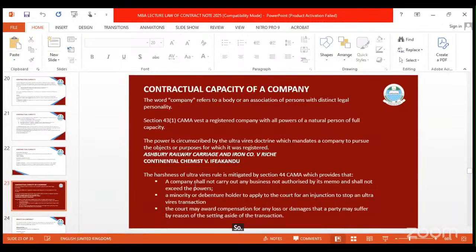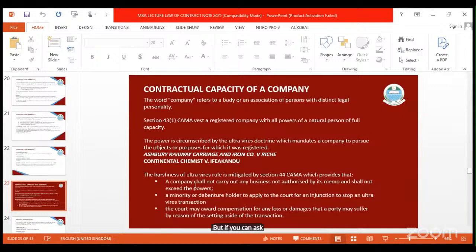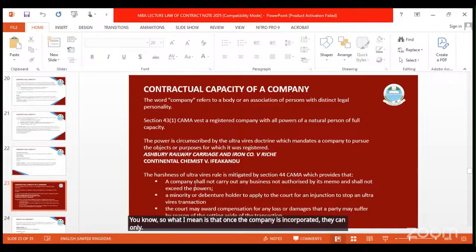So those of you that are working, you have to find out from your employers. If you ask anyhow, they won't give you, but if you ask in a careful way, they'll give you. Usually, on the first page of the memorandum you see the object of the company. They will list many things there. Once the company is incorporated, they can only carry out business on those things that are listed.